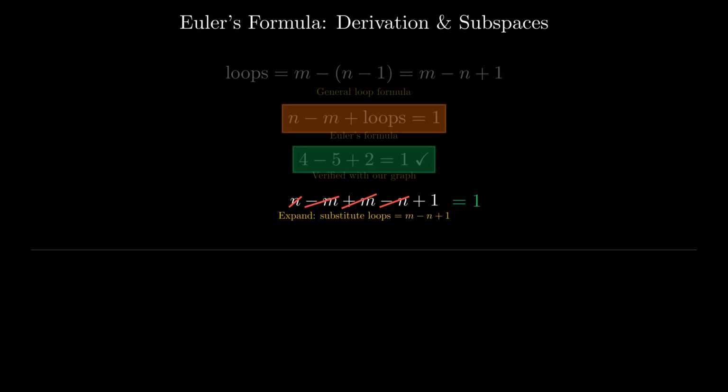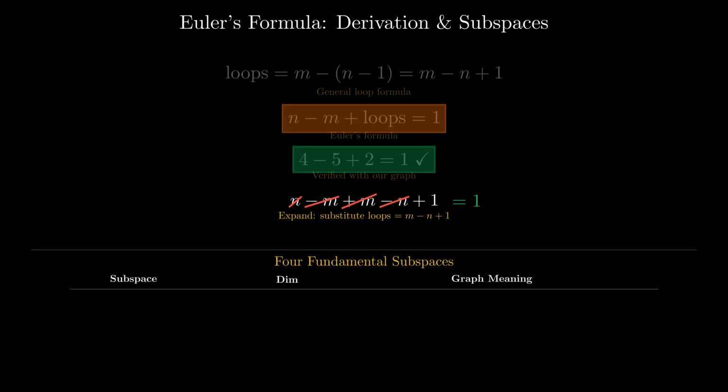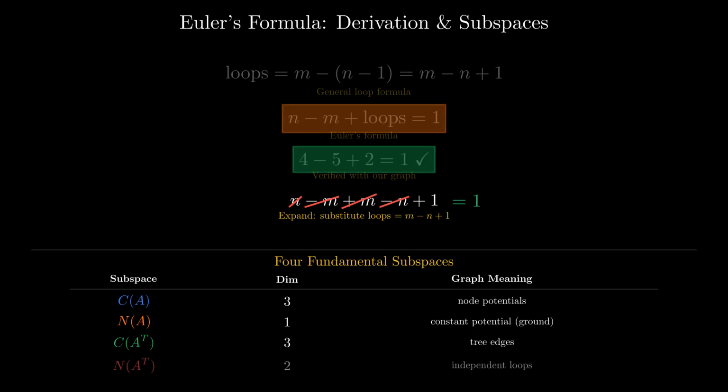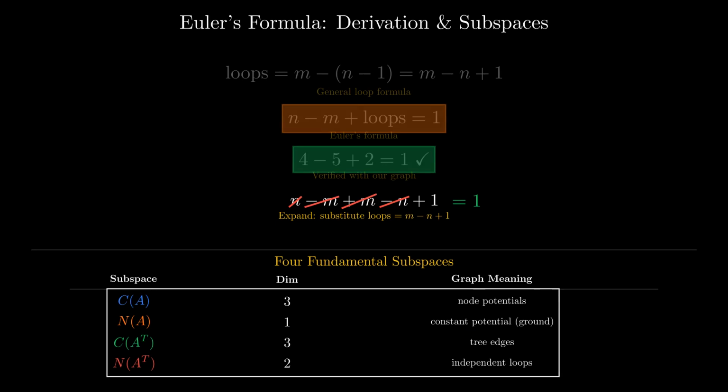Now here's the complete picture of all 4 fundamental subspaces. The column space of A has dimension 3. These represent independent potentials. The null space of A has dimension 1. That's the constant potential, the ground. The row space of A has dimension 3. These correspond to 3 independent edges. And the left null space of A transpose has dimension 2, the independent loops. Every dimension traces back to the rank, and Euler's formula is simply the dimensional bookkeeping.